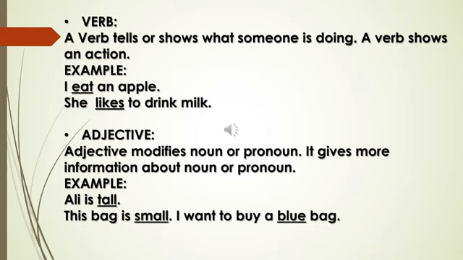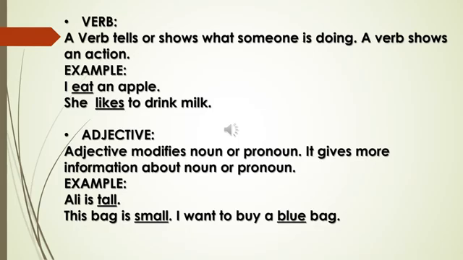Verb. A verb tells or shows what someone is doing. A verb shows an action. For example, I eat an apple. She likes to drink milk. Eat is verb and like is verb, because these are actions.